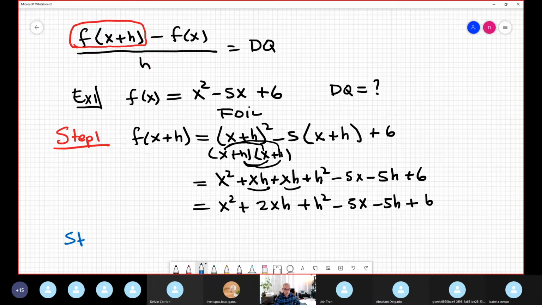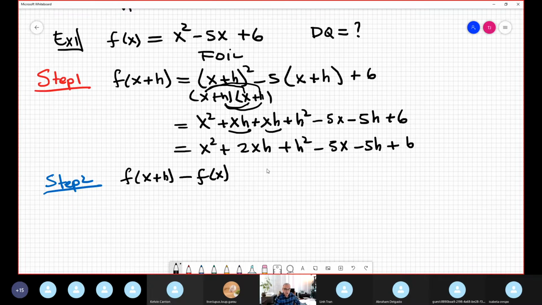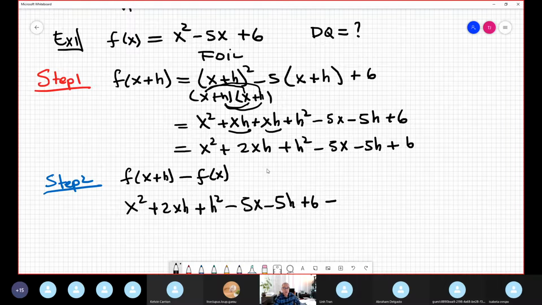Step two is doing everything in the numerator of the formula for the difference quotient. It's easy because the only thing you should do is subtract: f of x plus h, which we computed before in step one, minus the original. Let's do it. I just copy x squared plus 2xh plus h squared minus 5x minus 5h plus 6 minus the original. Who is the original? This is the original.